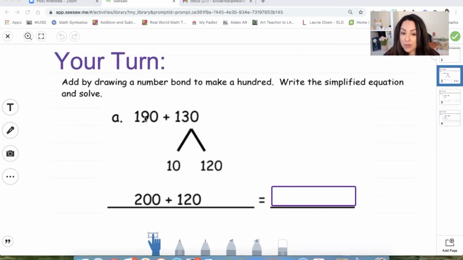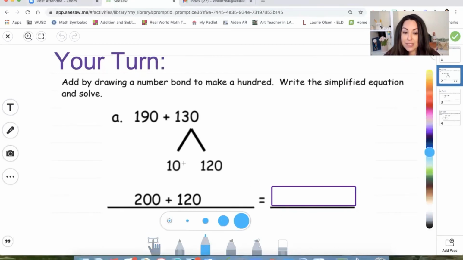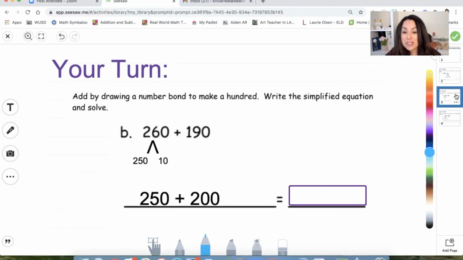You have 190 plus 130. Now remember, ask yourself this question, which one is closest to the next 100? Well, I'm looking at this 190, and this 190 is pretty close to the next 100. So let's go ahead and put those two together, and you have 200 plus 120, and I want you to solve that right there. Now the next problem, it's also broken down for you, and you can solve it.